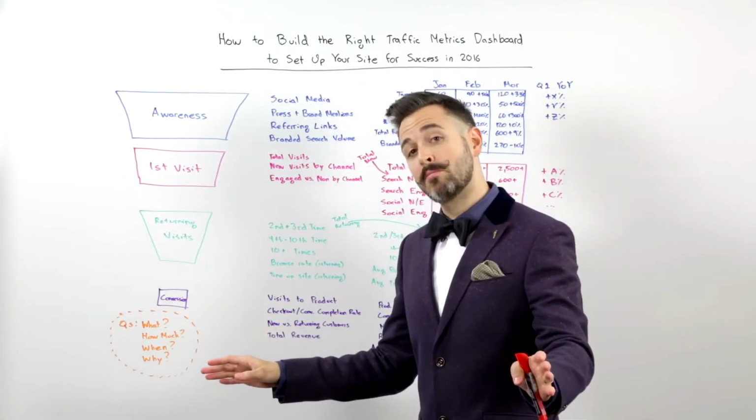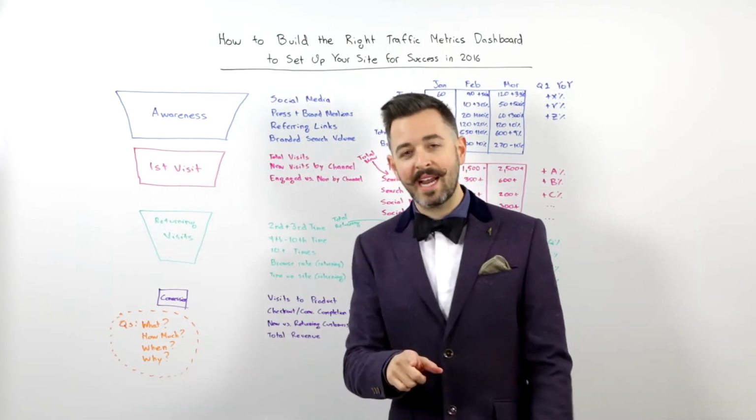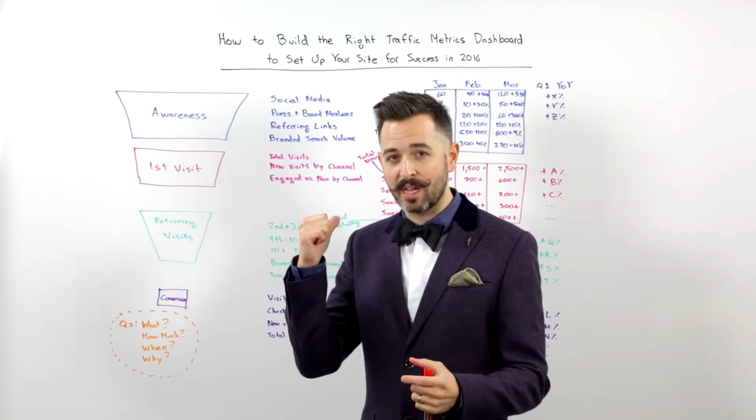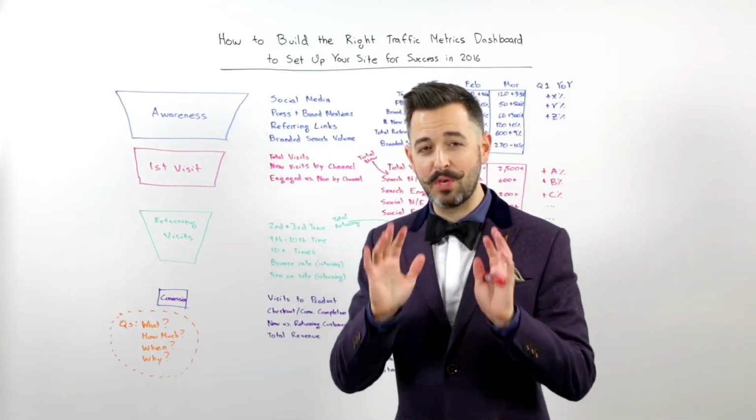How much? How much did we grow or shrink? In what capacities? When did it happen? And the most important part, why? And if you build this dashboard correctly, you can answer all of those. It's really a beautiful thing.